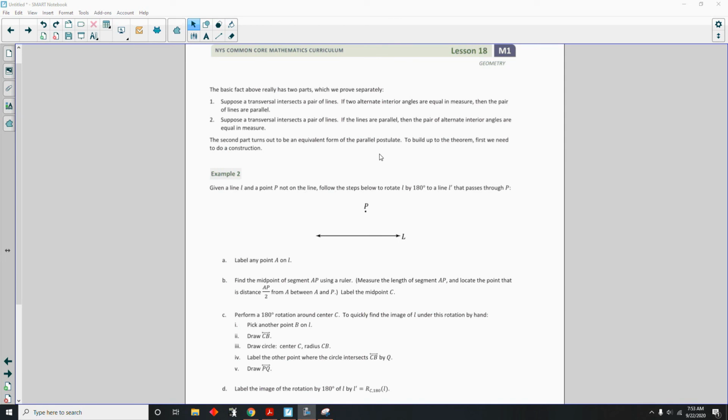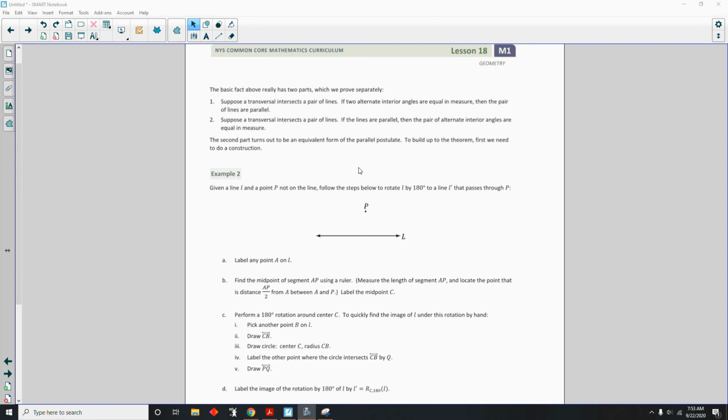Okay, so page 2 brings us to the basic fact above. It really has two parts, which we prove separately. So number 1 is, suppose a transversal intersects a pair of lines. If two alternate interior angles are equal in measure, then the pair of lines are parallel. Number 2 says, suppose a transversal intersects a pair of lines. If the lines are parallel, then the pair of alternate interior angles are equal in measure. Okay, so that's just the converse of number 1. The second part turns out to be an equivalent form of the parallel postulate.